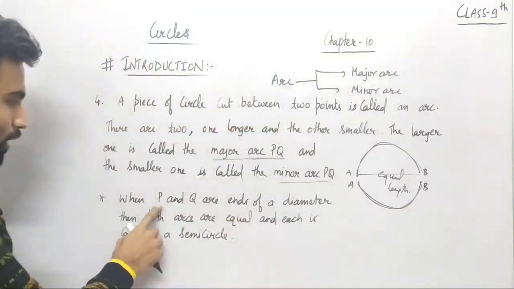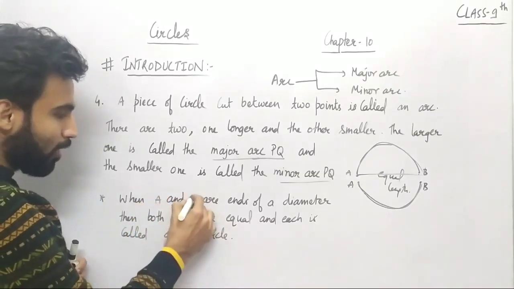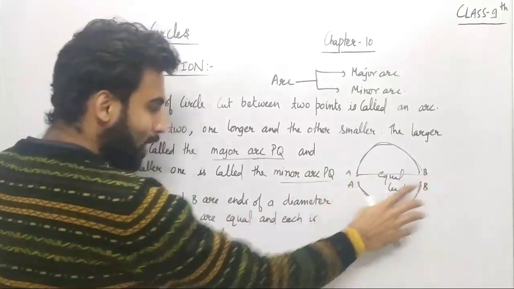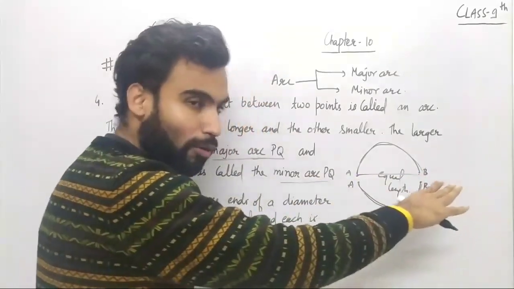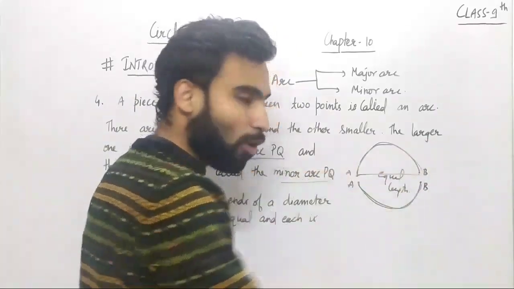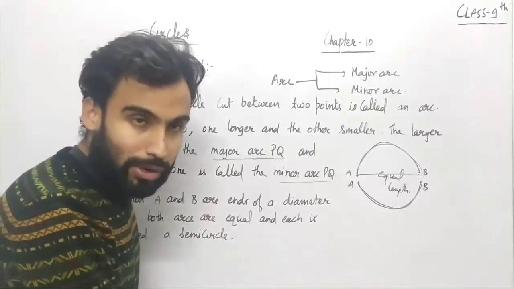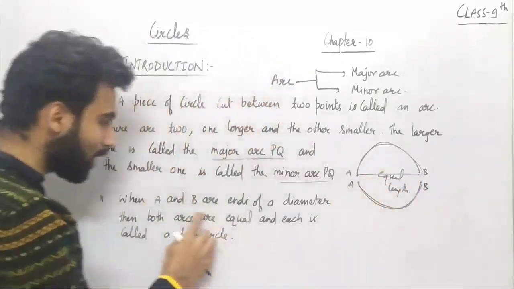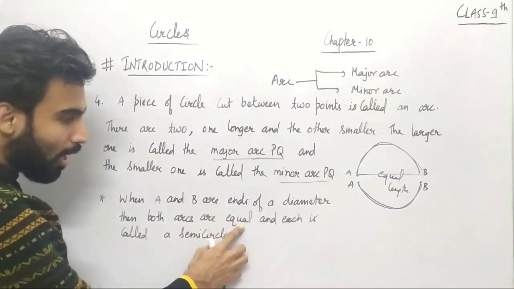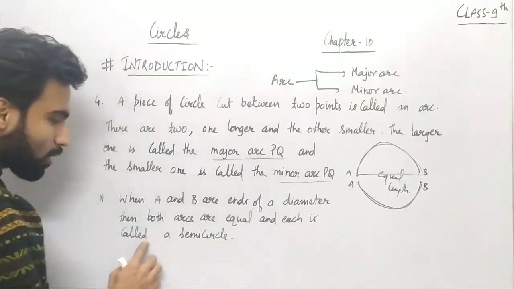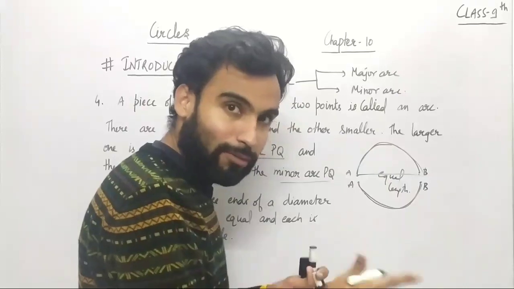Getting my point? So here you can see when P and Q, let me denote it here as A and B, right? So you can see when A and B are ends of a diameter, I have divided the circle from the center. That means the line will form the diameter, right? So you can see these 2 points then will be the end points of the diameter, right? A and B are the end points of the diameter. So when A and B are ends of a diameter, then both the arcs are equal and each is called a semicircle. Now you can see both the arcs will have equal length, that I have told you.